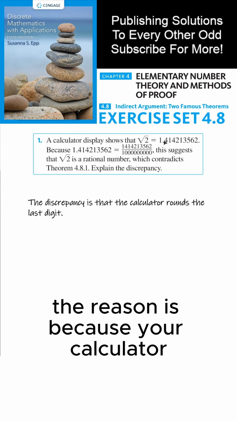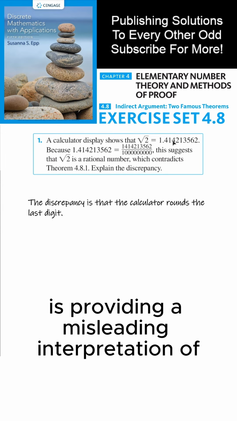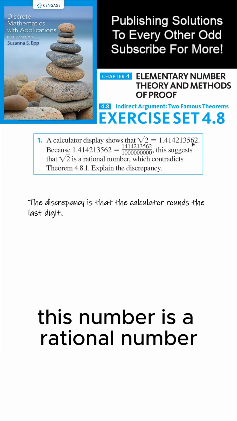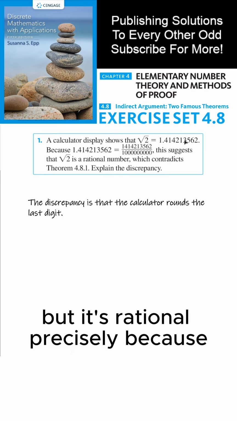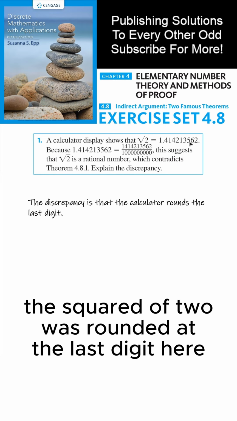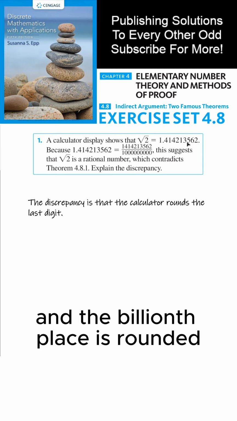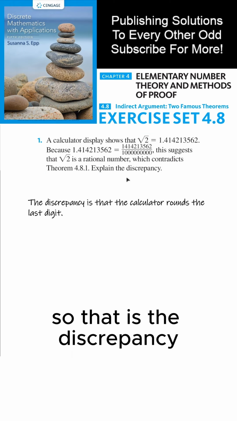The reason is because your calculator is providing a misleading interpretation of the square root of 2. This number is a rational number, but it's rational precisely because the square root of 2 was rounded at the last digit here. This is the billionth place, and the billionth place is rounded on this specific calculator. So that is the discrepancy.